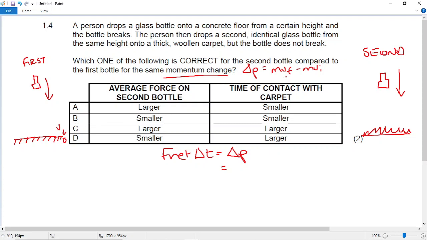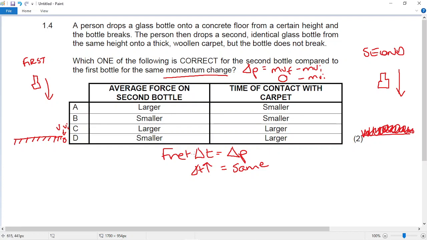Now this delta p, the mv of the bottle just before it hits the floor, okay, well, when it's hit the floor and breaks, the mv is 0, and this mv over here, just before it hits the floor, is going to be the same for both bottles because they're both being accelerated by gravity and they've got identical mass. So this is the same for both bottles. What is the difference with this carpet issue? The difference with the carpet issue is that the bottle is going to take longer. The delta t is going to increase.